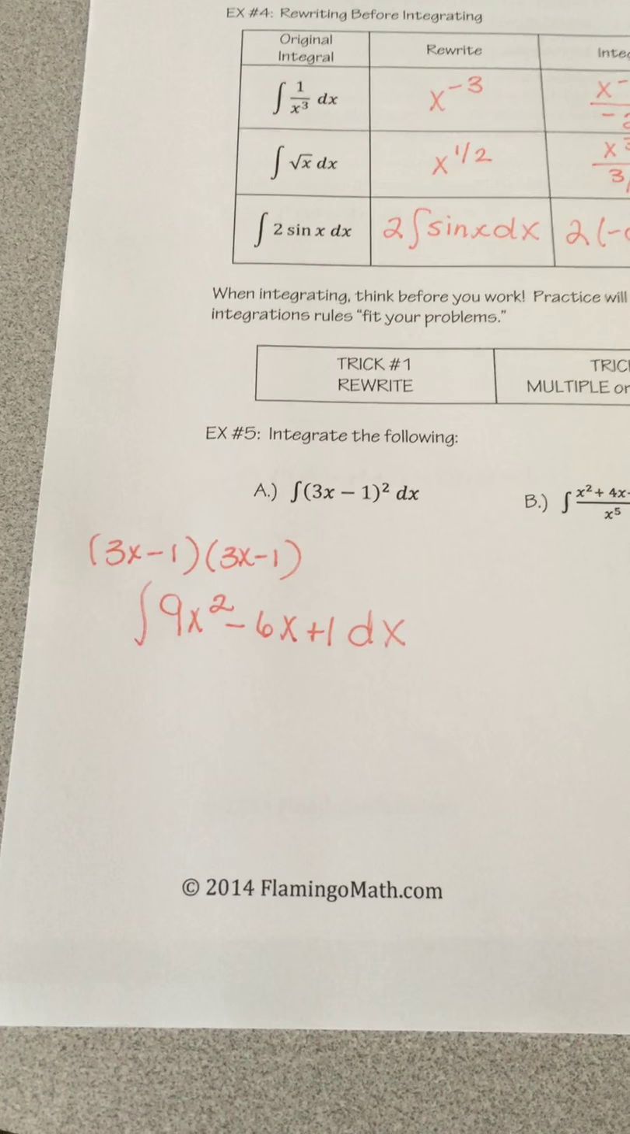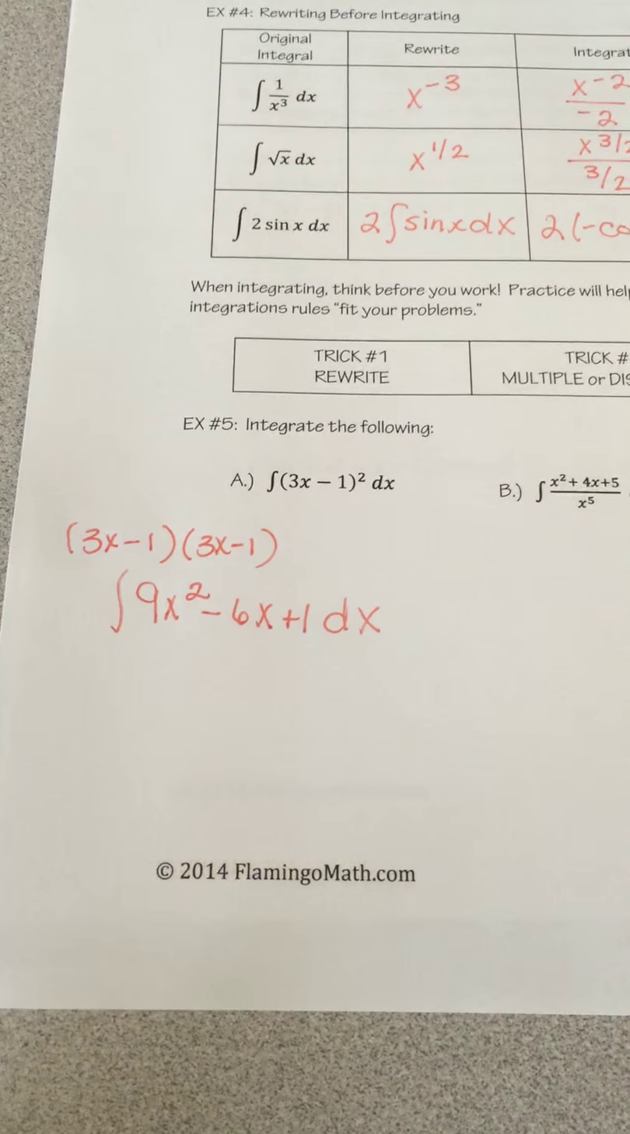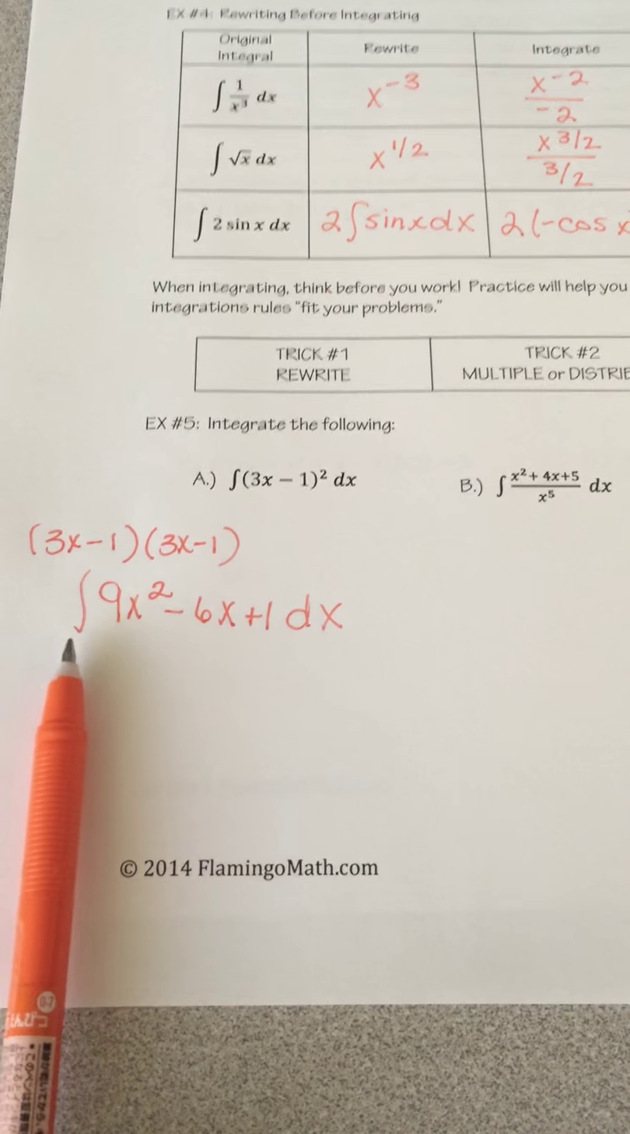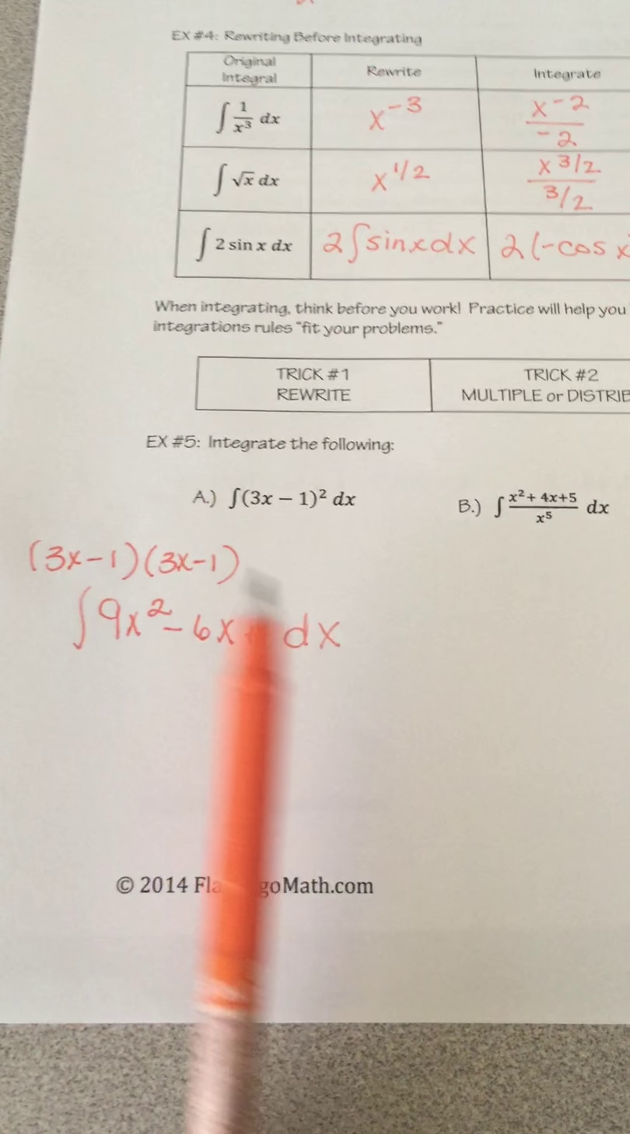But just as I was saying, the easiest way to solve this is to first of all FOIL it out. So 3x minus 1 times 3x minus 1 will give us this. We're now going to integrate this just like the previous example we had done earlier. We're going to take the integral of each part separately. So first we do power rule. So we add 1 to the exponent, divide by that new exponent.